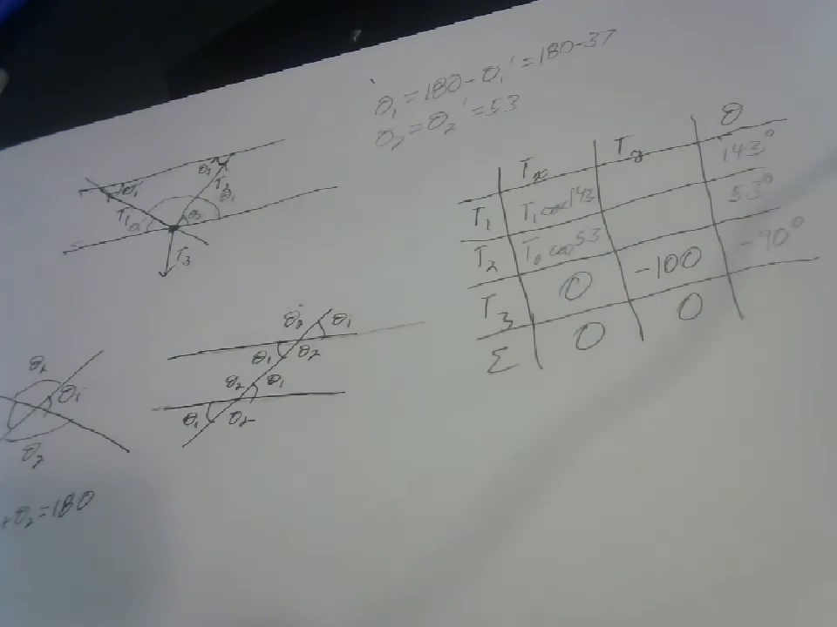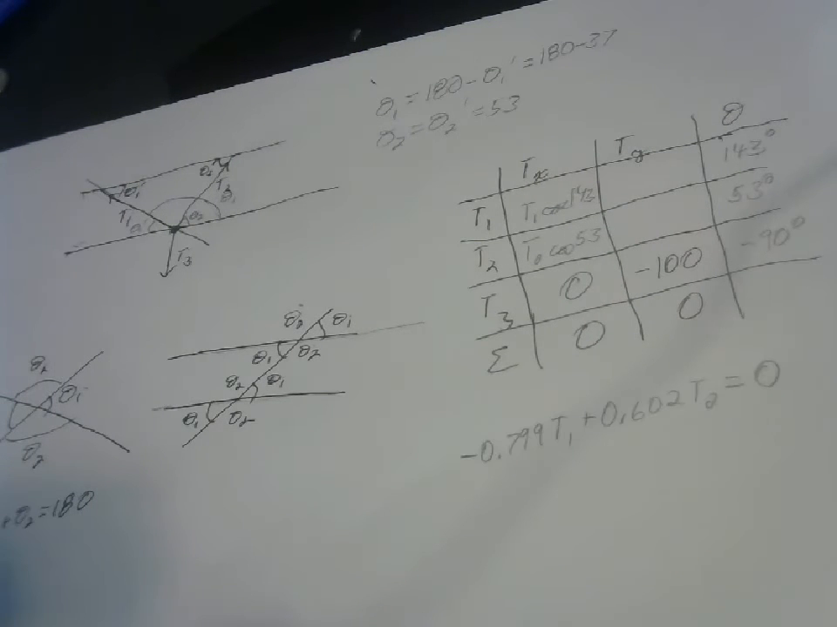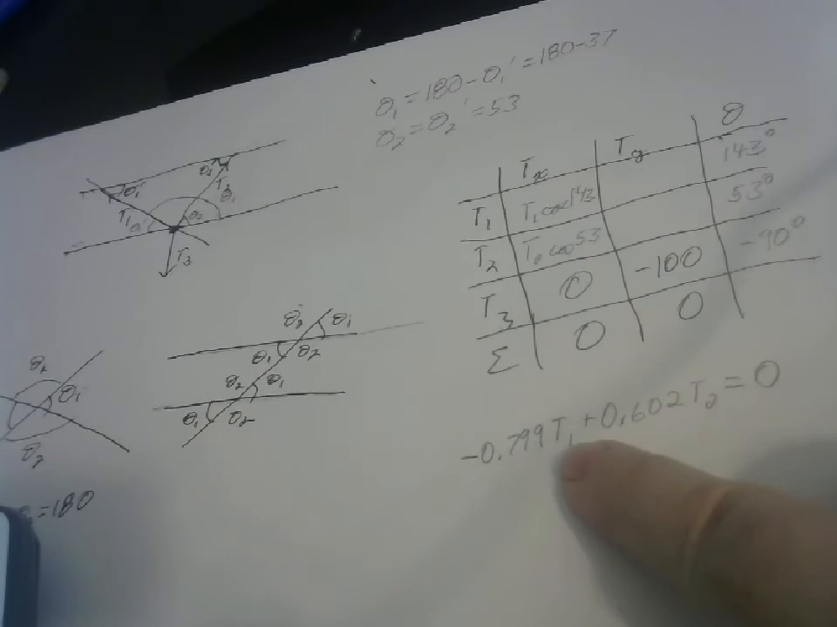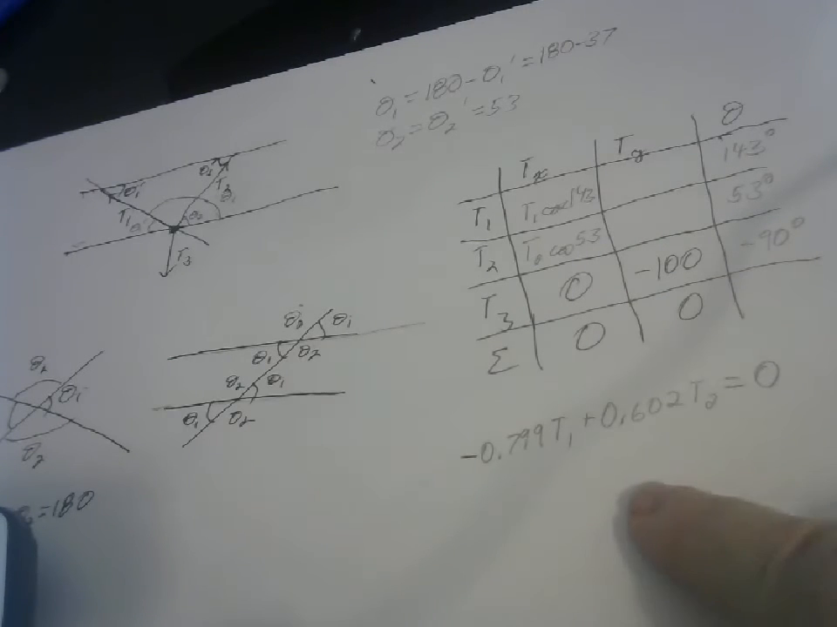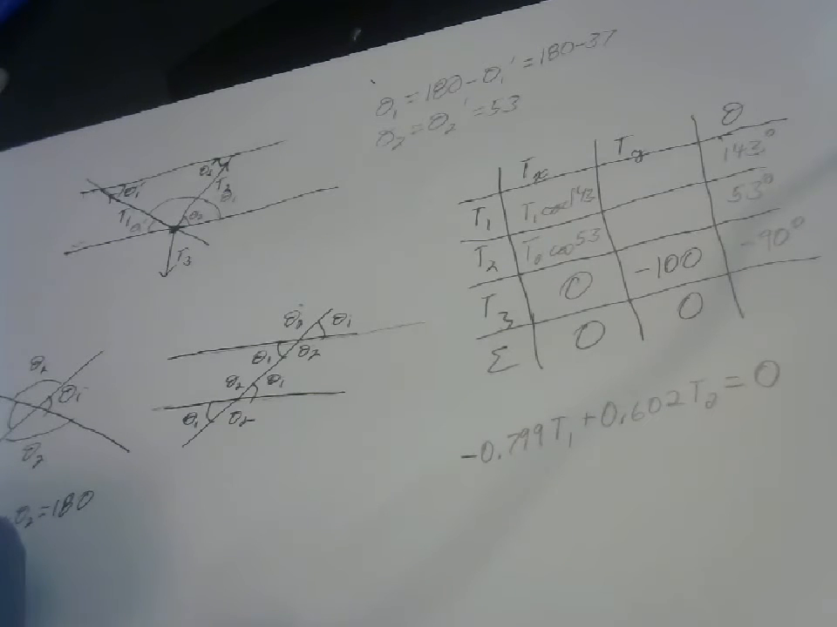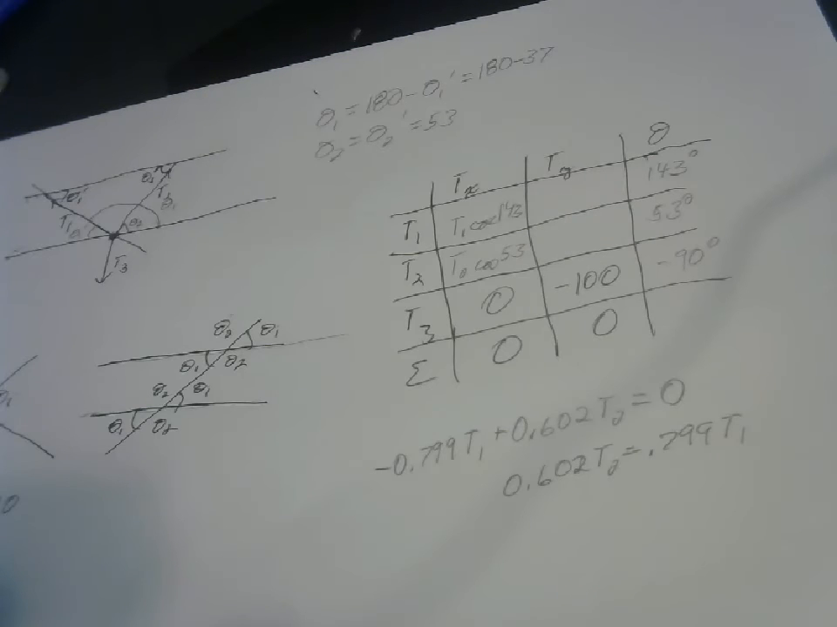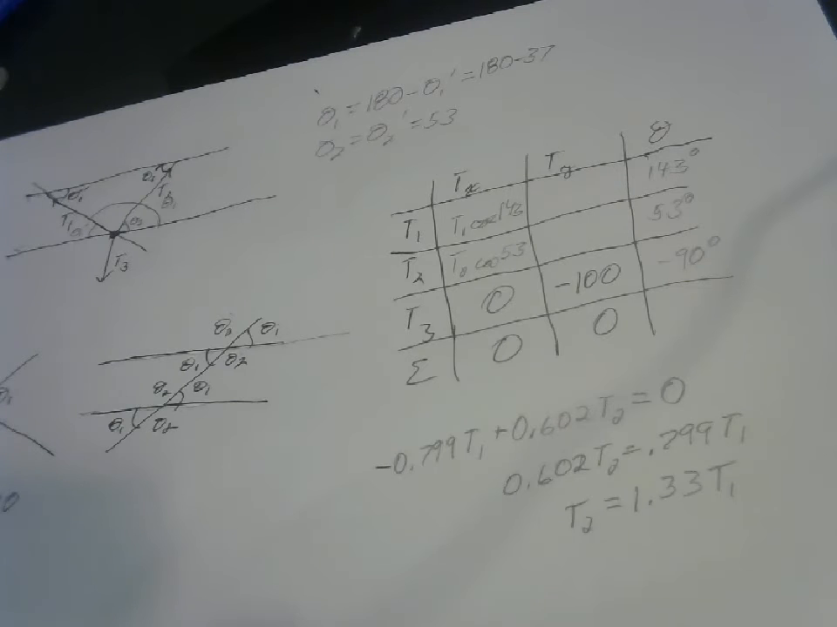So we could solve this equation here. Cosine 143 is negative 0.799. Cosine 53 is positive 0.602. So solving this, add 0.799 T1 to both sides. Then divide both sides by 0.602. And we find that T2 is equal to 1.33 T1.